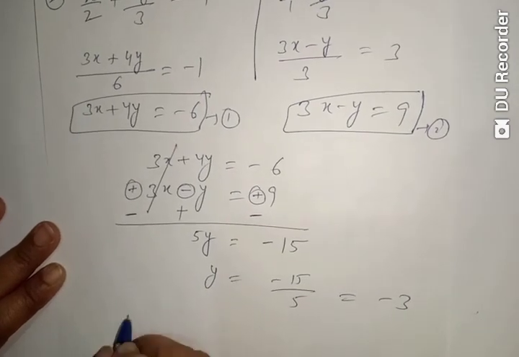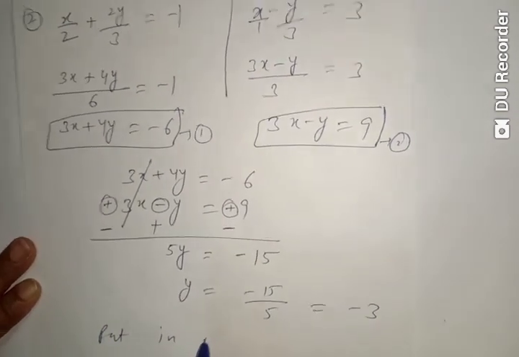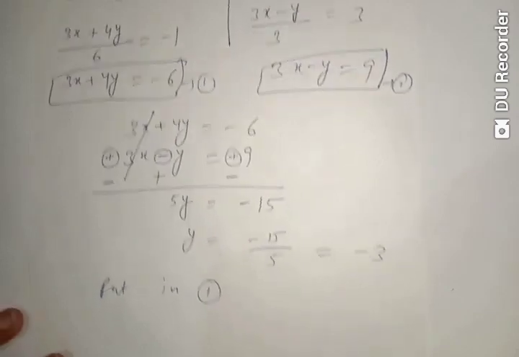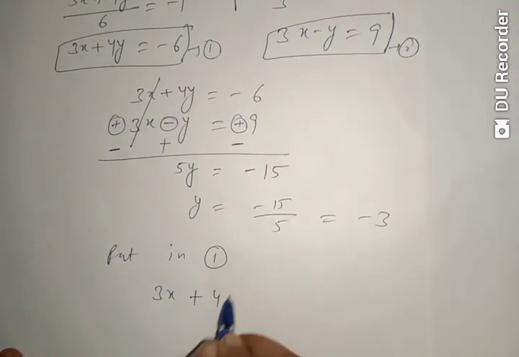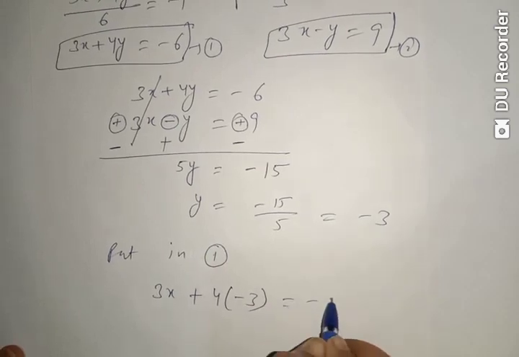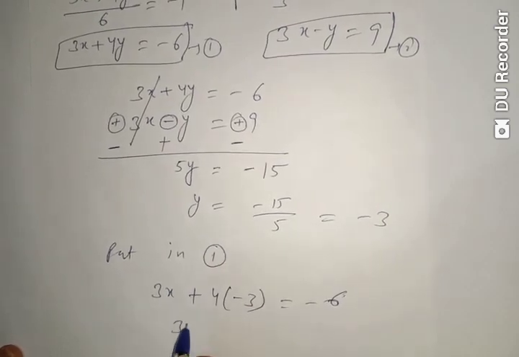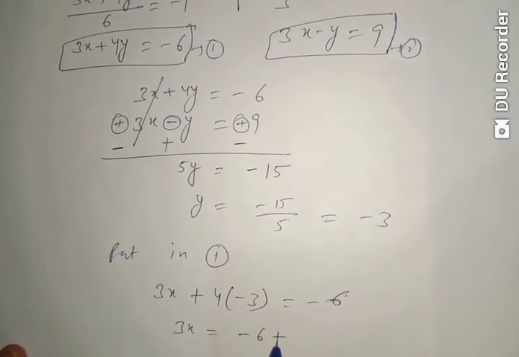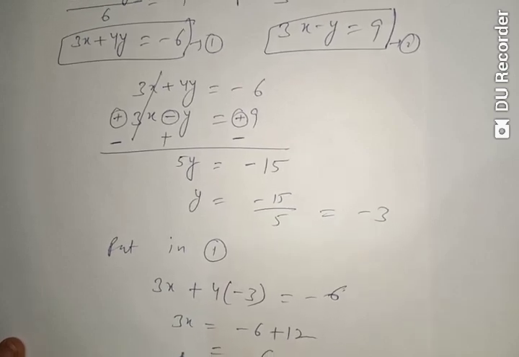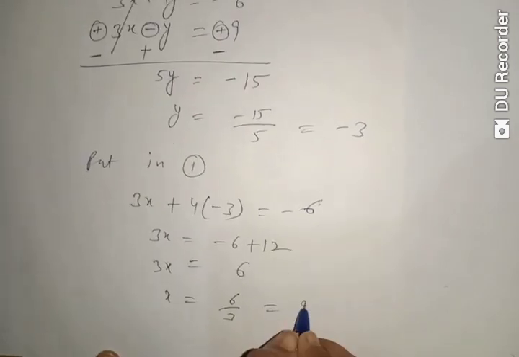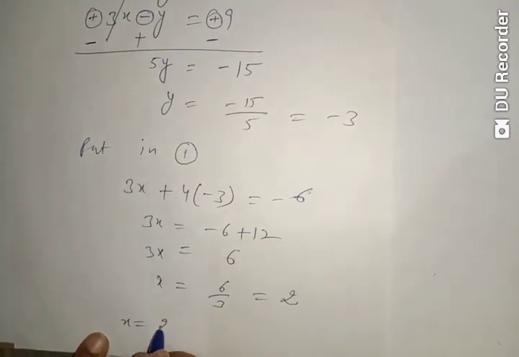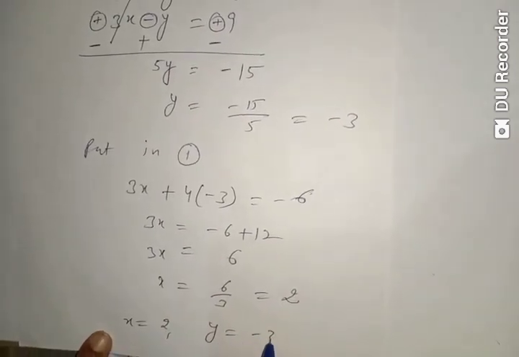Now put this value in 1. Put in 1 or 2, it is up to you. In any equation you can put the value of y. I am putting in 1. So 3x plus 4 into minus 3 is equals to minus 6. And 3x is equals to minus 6 plus 12. And x is equals to 6 upon 3 is equals to 2. X is equals to 2 and y is equals to minus 3.